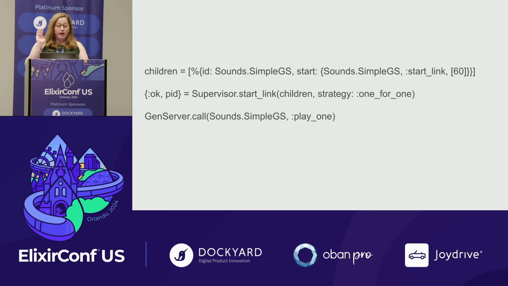So then once that's started, we can call the gen server directly, right? We haven't started the gen server directly, but it's now supervised, so we can call it. So we can do the same thing like we did before, GenServer.call with the name of our gen server and then the request that we're making, play 1.